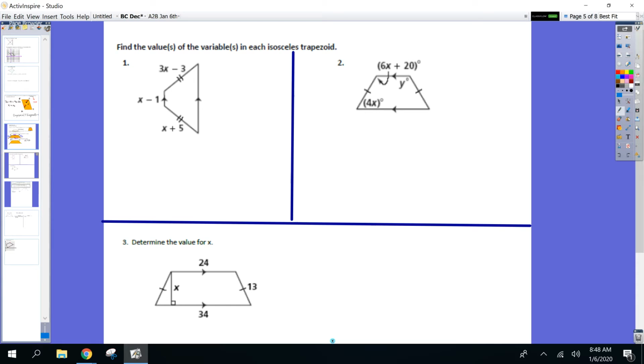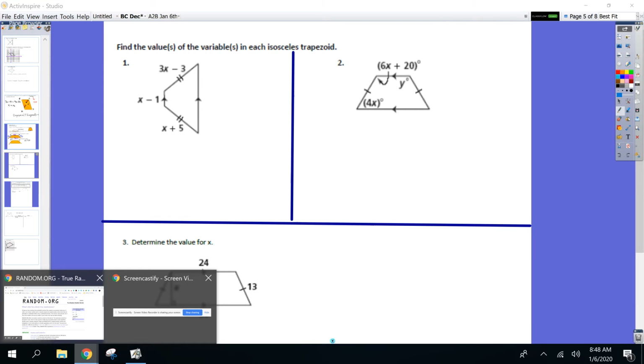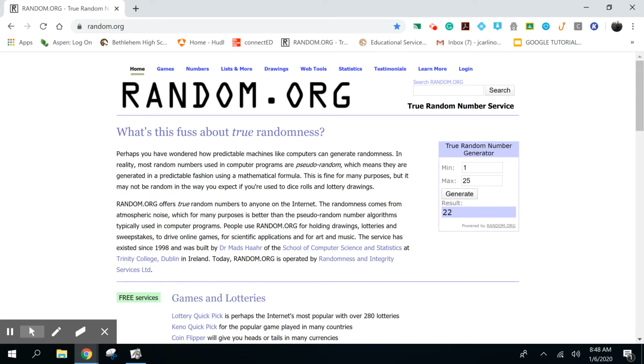All right, find the x for me here on number 1. Find x. I threw in an extra one there you didn't need. Definitely an isosceles trapezoid. Someone set up an equation for me to find x. Let's roll. 22.